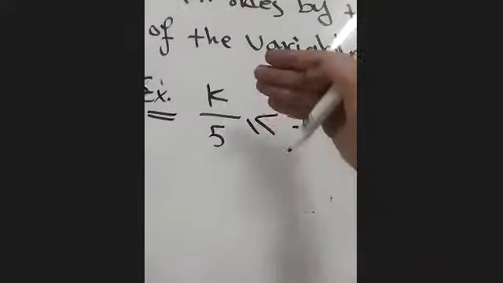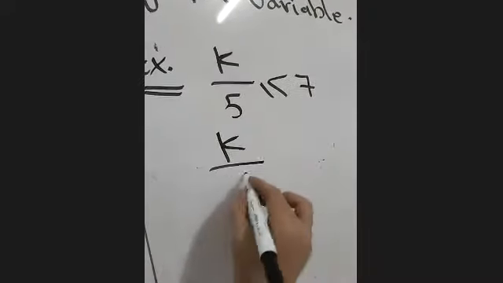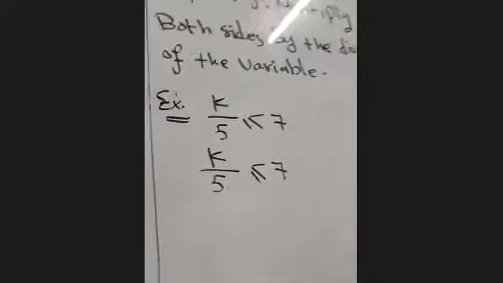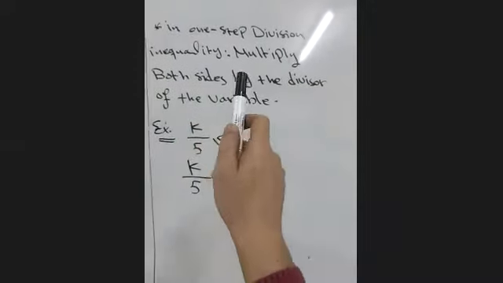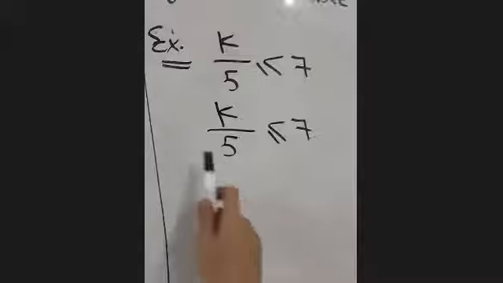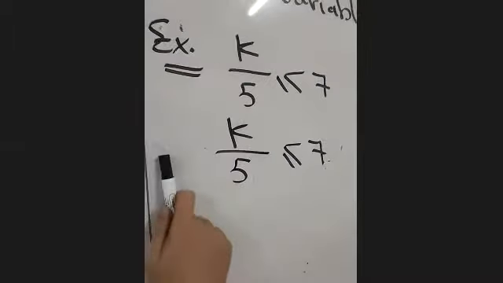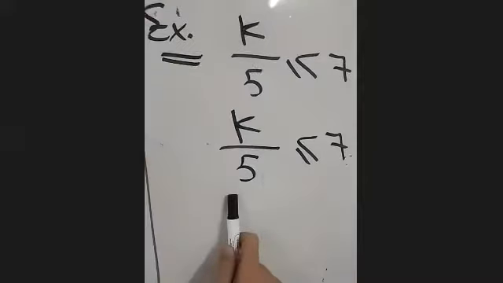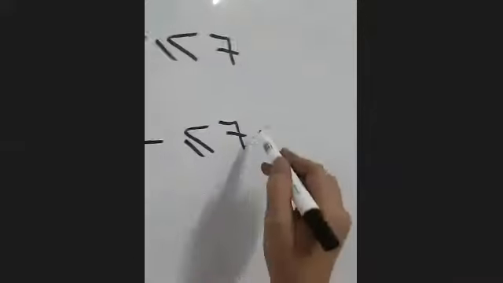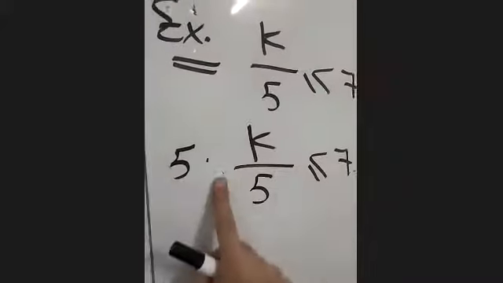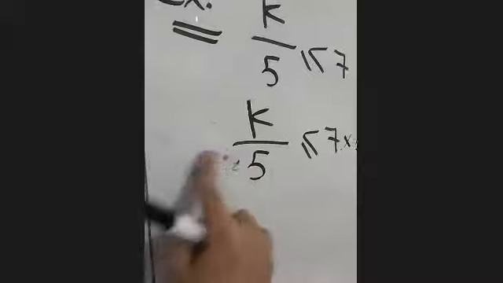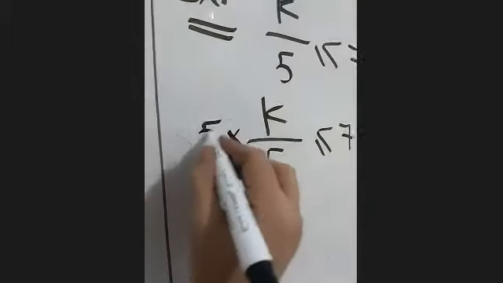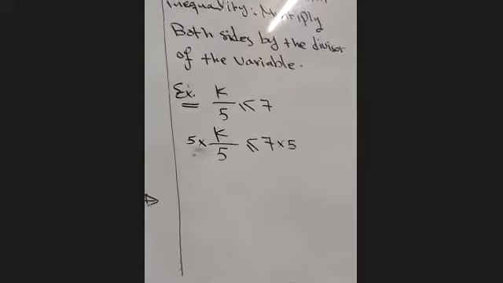First step, we will rewrite the inequality: k over 5 less than or equal to 7. Now let's read our note here. In one-step division inequality, multiply both sides by the divisor of the variable. What's the divisor of the variable here? It is 5. So I'll multiply both sides by 5, like this. Now, do not write multiply by 5 down; it's wrong. Write it beside the line of the fraction, up, multiply by 5.